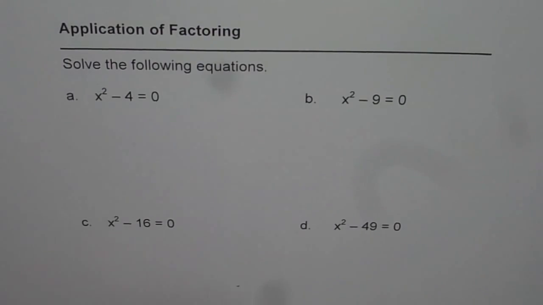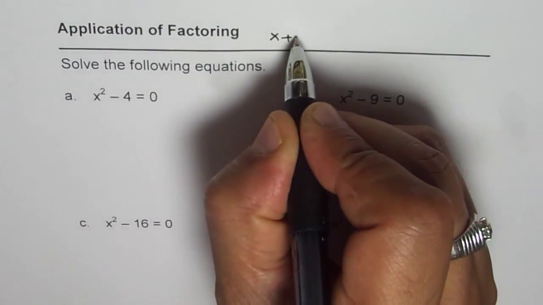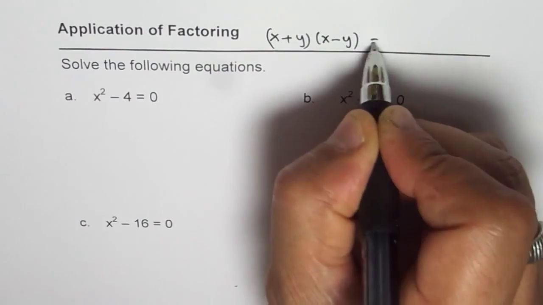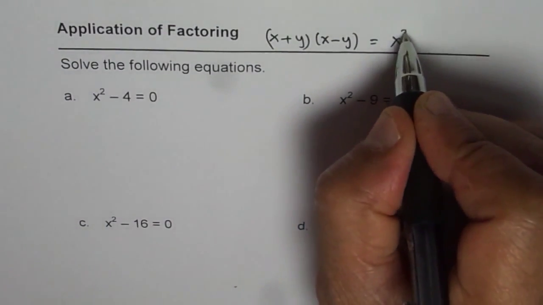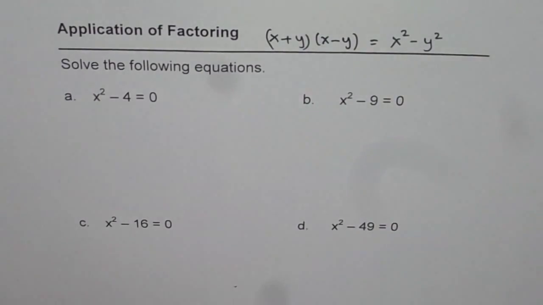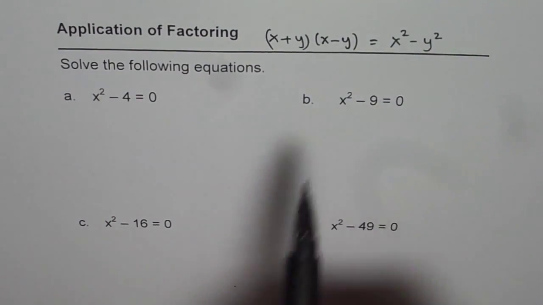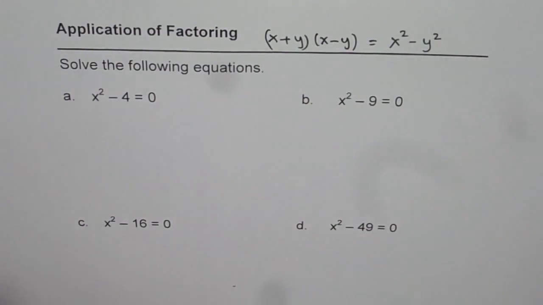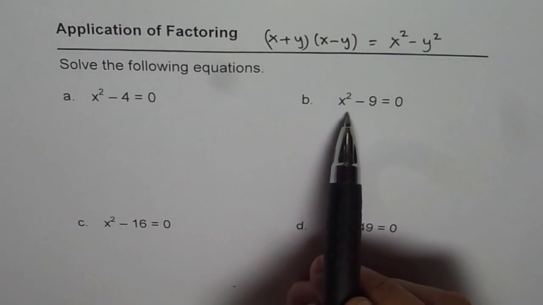Now, I hope you remember, if I have x plus y times x minus y, if I multiply this, what do I get? I get x squared minus y squared. So that's kind of a reminder that x squared minus y squared could be written as x plus y times x minus y. Correct? So factoring we could do like this, right?